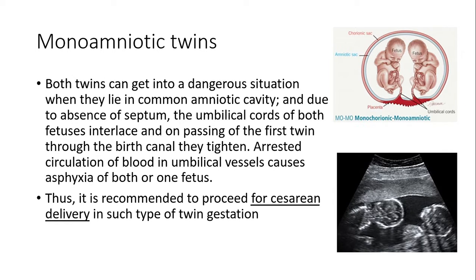Both twins can get into a dangerous situation when they lie in a common cavity due to absence of a septum, because the umbilical cords of the fetuses may interlace with each other and wrap around the neck of each other, and arrested circulation of blood in umbilical vessels may cause asphyxia of either of these twins. Thus, it is recommended to deliver such babies by cesarean delivery in case of monoamniotic twins, which are obviously monochorionic.